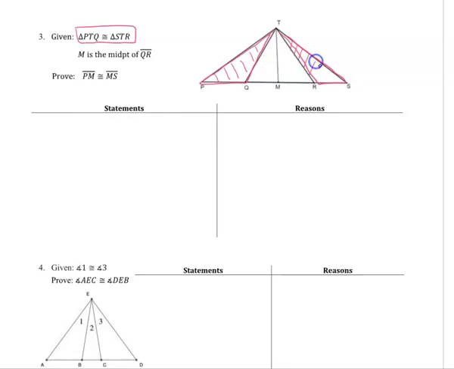And the great thing about being given congruent triangles is you know all their corresponding sides and angles are congruent, so that's helpful. I'm also telling you that M is the midpoint of QR, which is right along here. So that means QM must be congruent to MR. Now I'm looking to show that PM, which is this whole segment, is congruent to MS, which is this whole segment.